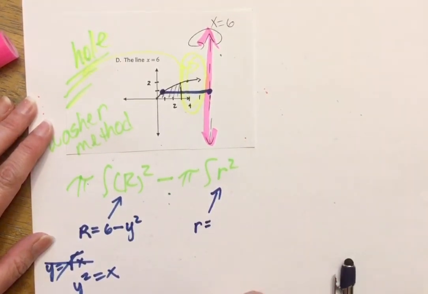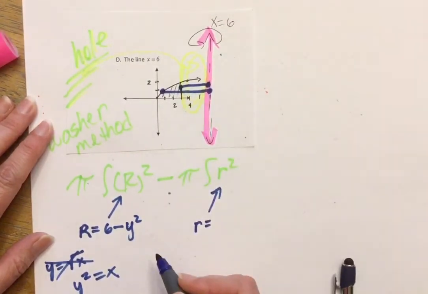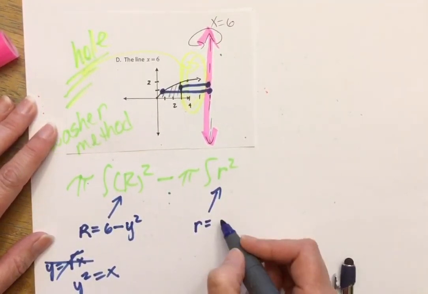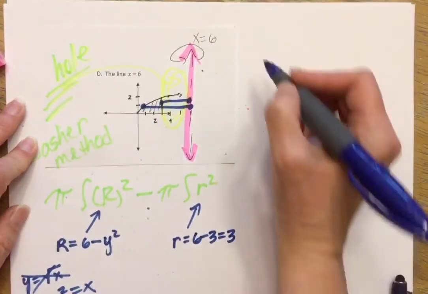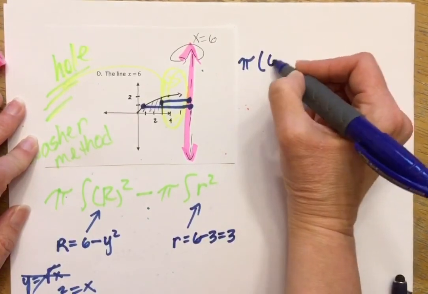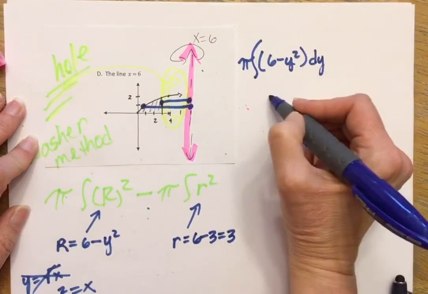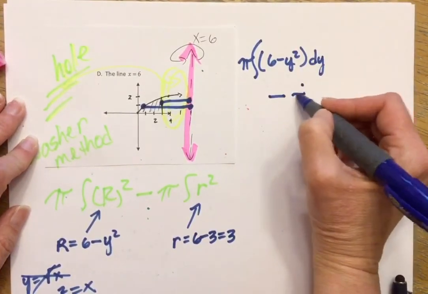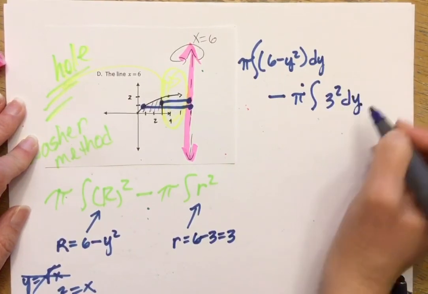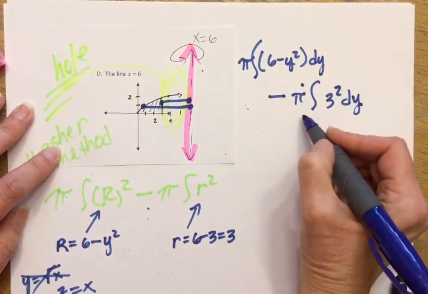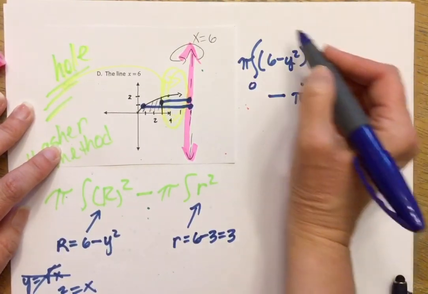My little radius, I'm going to touch the thing I'm spinning about and go to the function of the two that's closest, and that's 3. So I'm going to get 6 minus 3, which equals 3. So setting this up, pi quantity 6 minus y squared in terms of y, and we're going to integrate, minus pi integration of 3 squared. Our bottommost y from the last couple of problems was 0. Our topmost y was root 3.